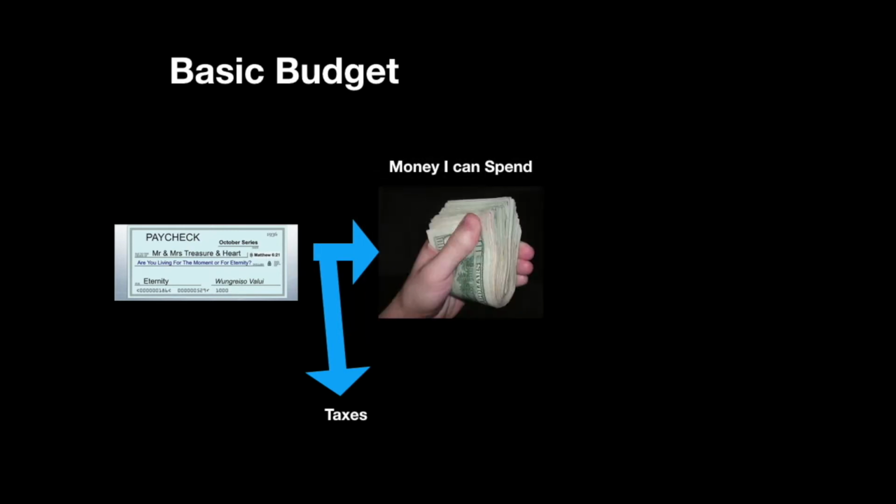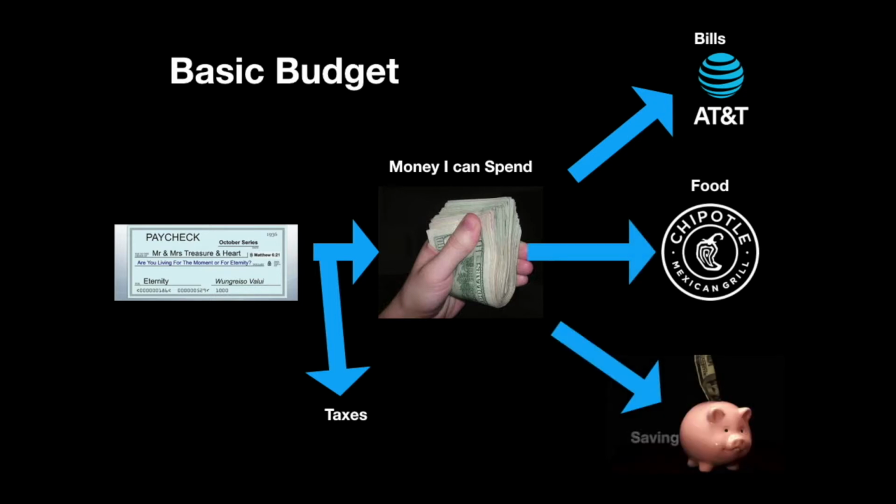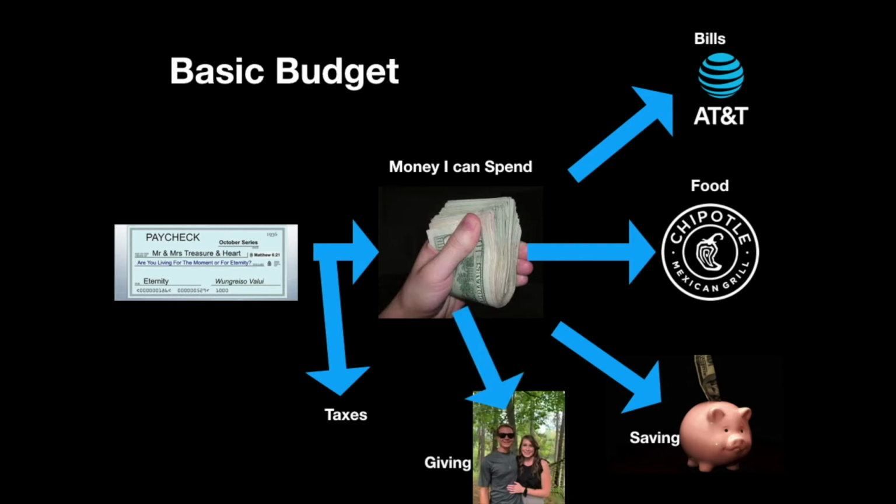After that, I'll get a deposit in my bank account, and that will be the money that I can spend. Now, in a month, I will spend my money on a bunch of different things, but basically, I have to pay my bills, I have to buy food to survive, I will put some money into savings, and I will maybe give some money to someone else. In this case, I have a picture of Angie just to represent that.